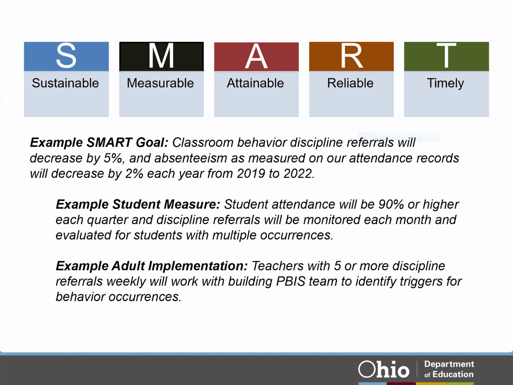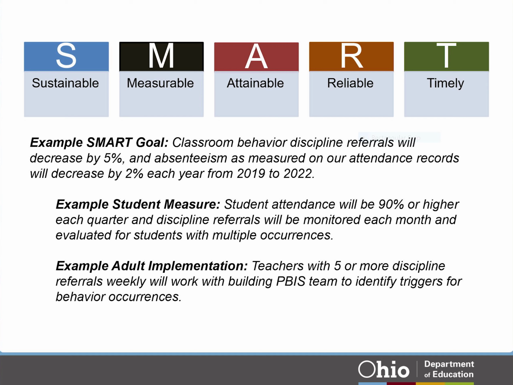The student measure is a progress monitoring measure used to pace and gauge the progress of students within the school or district in order to achieve the stated goal. An example of a student measure for this goal could be student attendance will be 90% or higher each quarter, and discipline referrals will be monitored each month and evaluated for students with multiple occurrences.